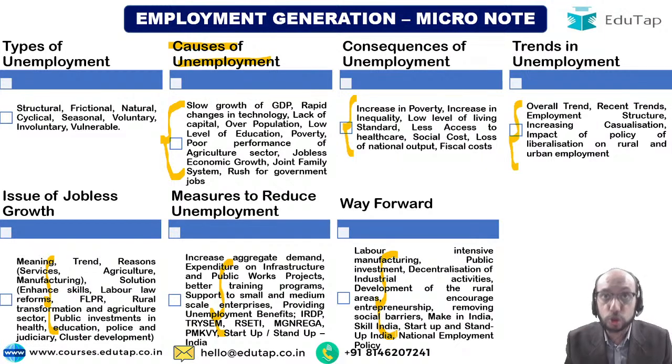You know the trends, you know the numbers, you know the reports, you know the causes, you know the consequences, you know the issue of jobless growth, you know the measures to reduce unemployment, you know the way forward, you know the schemes that the government has taken, you know the types of unemployment, you know it all. In 500 words, you know the entire chapter of unemployment or employment. You know the entire chapter. So when a question comes, you are going to give some answer.